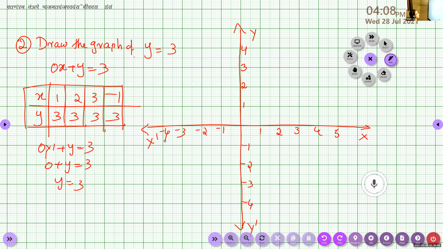First point is (1, 3): x is 1, y is 3. Then (2, 3): x 2, y 3. Then x 3, y 3, and minus 1, 3. The line is this, y equal to 3.